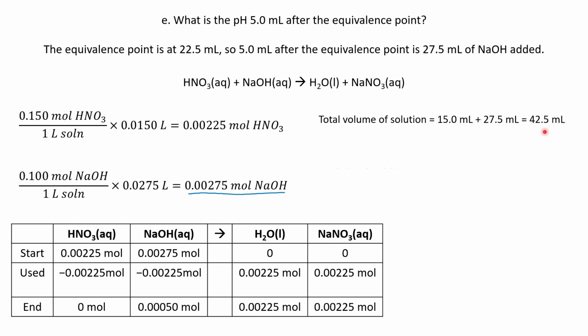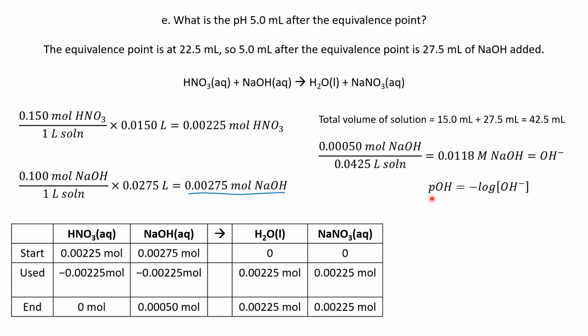Remember, during the titration, you are continuously increasing the volume of your solution, and that does need to be taken into account. Now that I have moles and I have volume, I can calculate concentration. So I have 0.0118 molarity for my sodium hydroxide. Again, that is also my concentration of hydroxide. Those are in a 1-to-1 ratio. So I am going to calculate my pOH first, because again, I know my concentration of hydroxide. So plugging that number in, I get a pOH of 1.930.